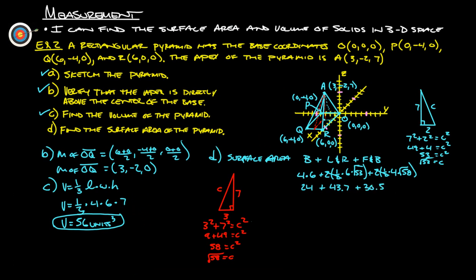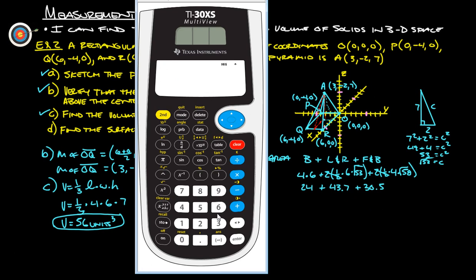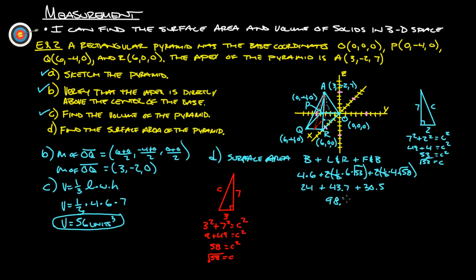So now we add all 3 of those together, and then we are done. 24 plus 43.7 plus 30.5 gives us 98.2 units squared, since we're talking about surface area.